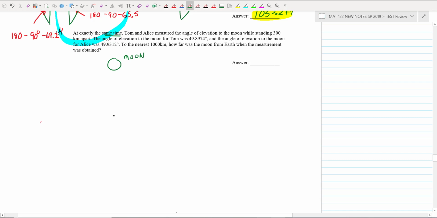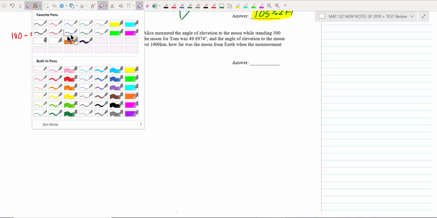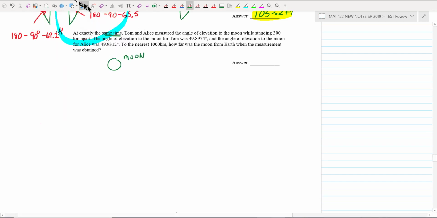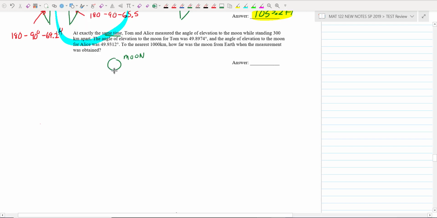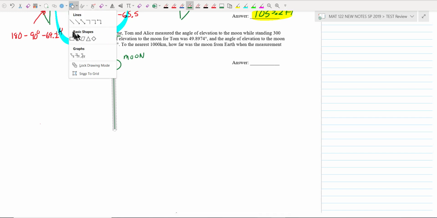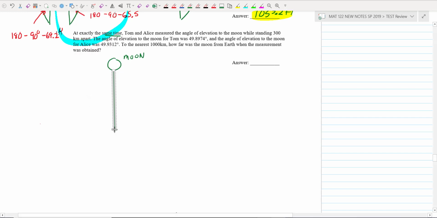And here's the Earth. Okay, like that. And these two people are so close together that we can just assume that this is a straight line here. So I'm going to take a couple of distances here. I'm going to make a right triangle out of this to begin with. And this might not be drawn to scale.